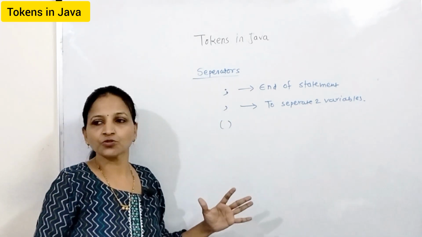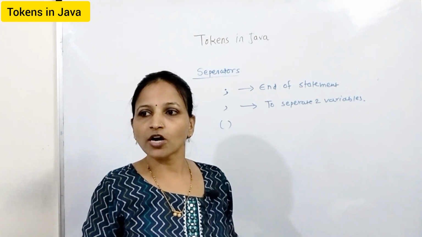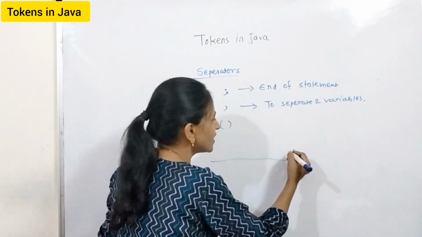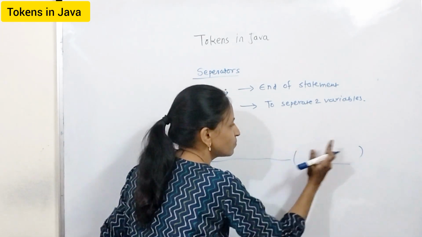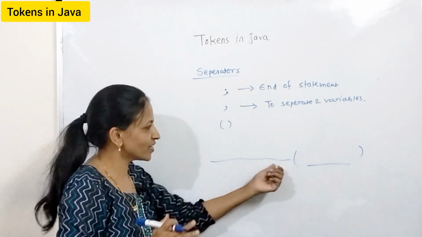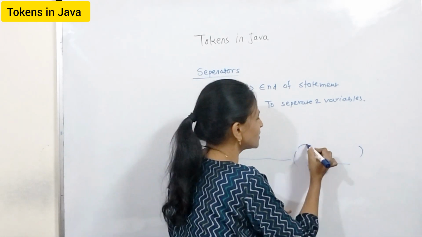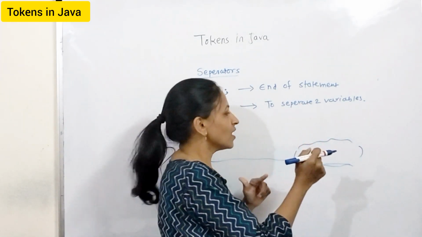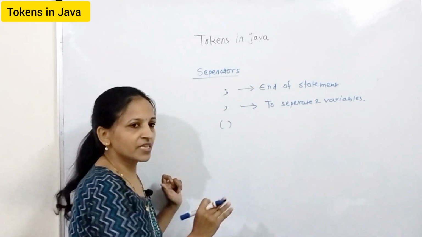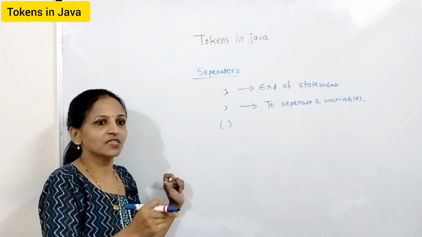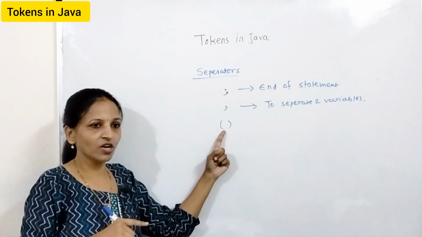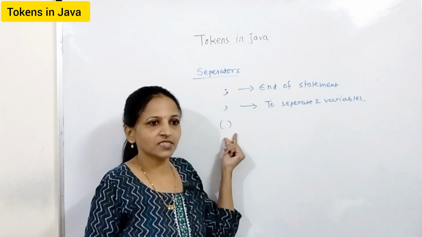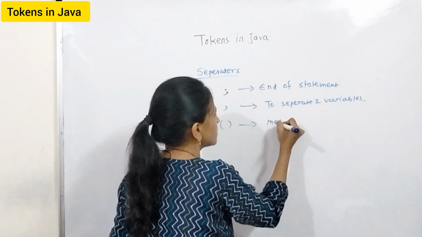Getting? Next separator is this one. This can be used to call any method, or in a method definition we use this. Whatever instruction you are writing, some part you are writing in this, means this part we are separating from the instruction. That's why it is called a separator, to give some separate or special meaning to this part. Whenever we write a method, in the method signature we use this symbol, and in a method call to pass arguments we again use this symbol. These are normally used in methods.